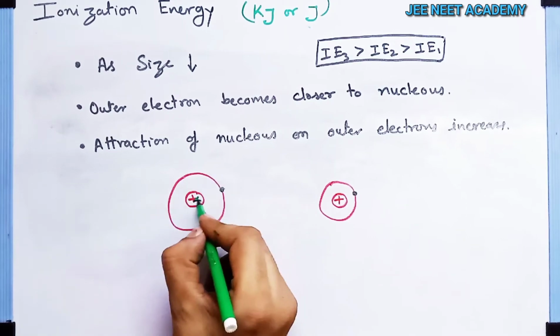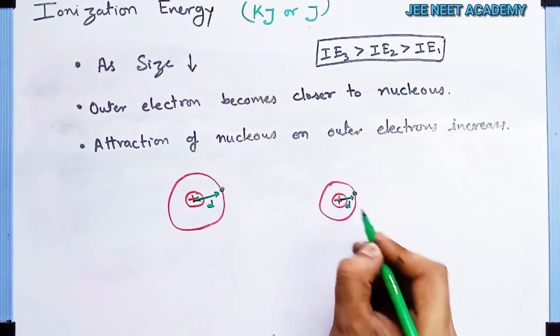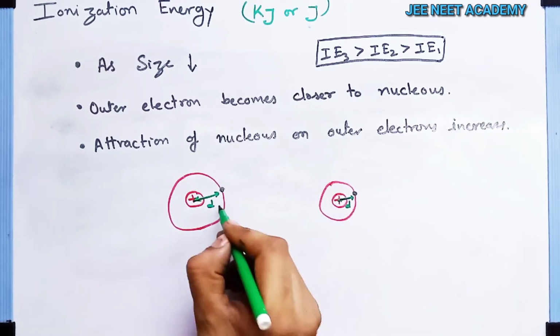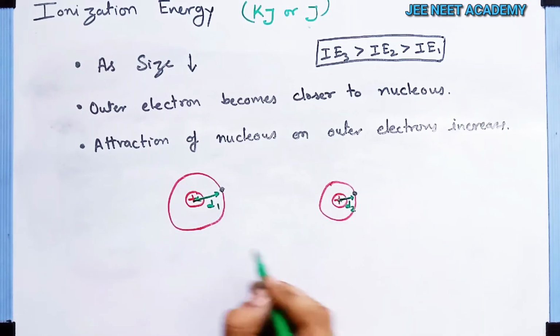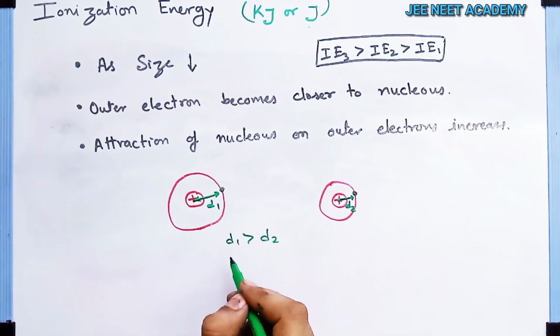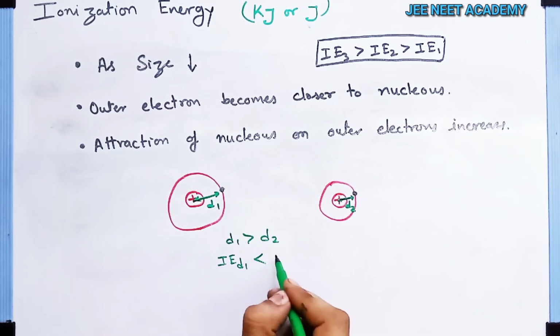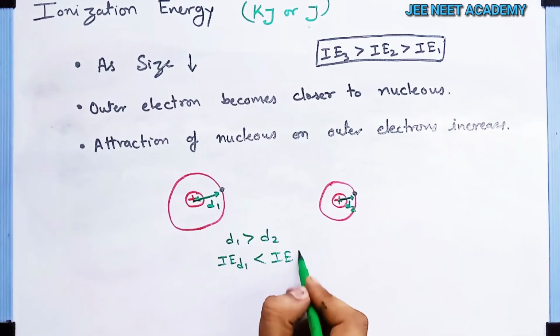This will be the distance of this electron, and this will be the distance of this electron from the nucleus, d1, d2. So d1 is more than d2, so the IE for d1 will be less than IE for d2.